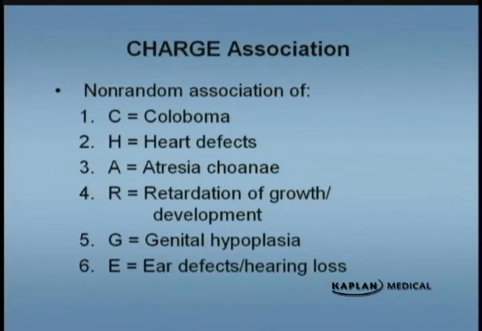They also have the R, which stands for retardation of growth and development. The G is for genital hypoplasia or hypogonadism, and the E stands for ear defects or hearing losses. And they don't have to have all of these again together, but they do go hand in hand, and then you can make this association.